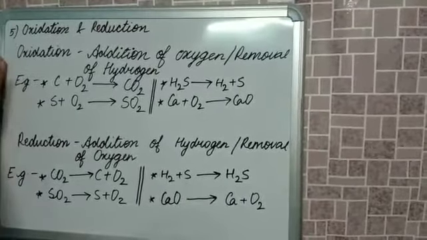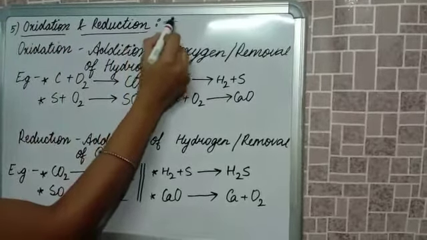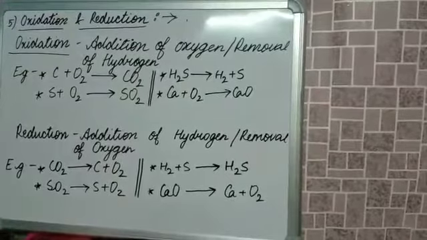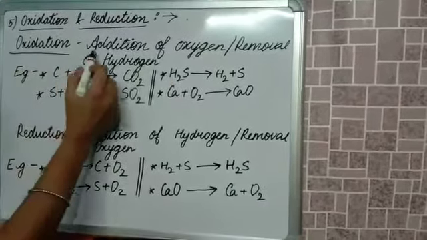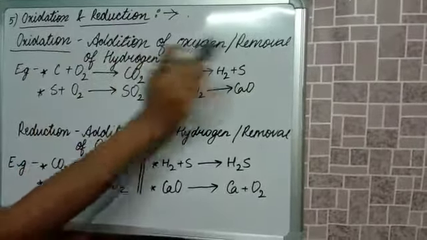Okay, so now we'll discuss oxidation and reduction. First of all, we have oxidation. What do we mean by oxidation? That is the addition of oxygen or the removal of hydrogen from a compound.